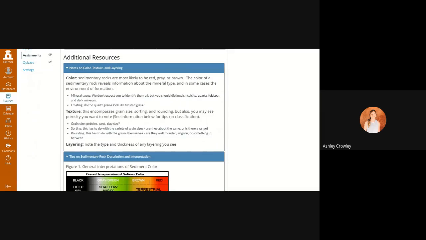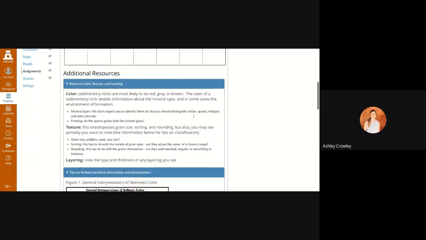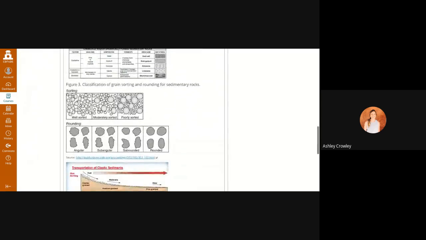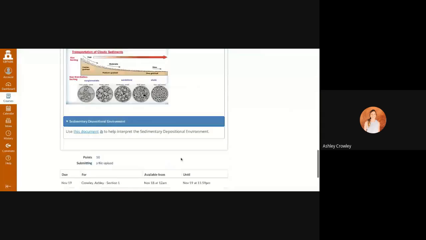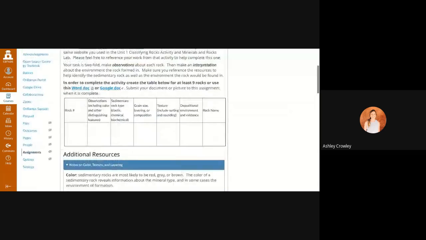But anyways, you don't need to know the name of every single rock. You just need to know what makes these sedimentary rocks different. So like we've said, texture, color, the roundedness of the sediment, how sorted it is, that's what makes all of this different.